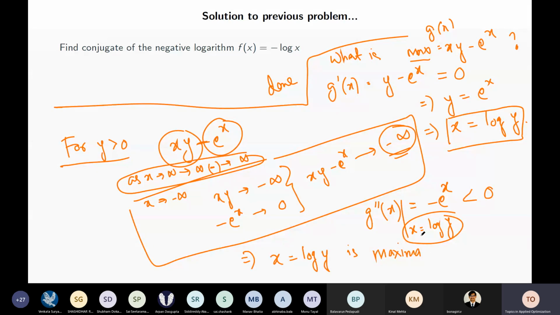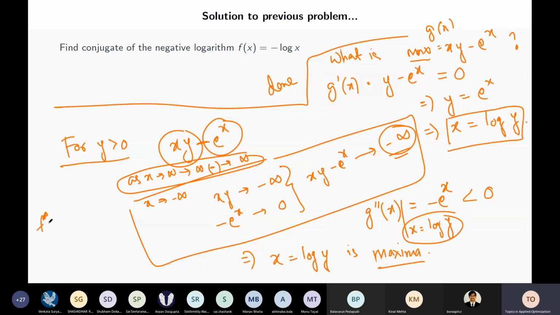Okay, there can be many maxima because it may not be convex. So this is like a maxima, right? So in this case, we have found the supremum, which is happening for x equals log y. Okay, so supremum is found, for all y greater than 0. The x for which the supremum is achieved is log of y. Okay, so in this case now we can finally write down the f star y.